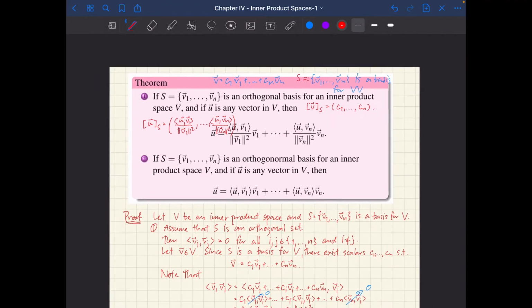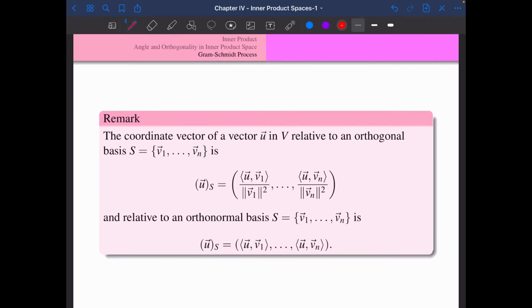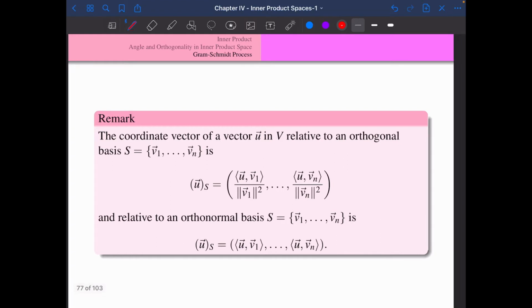That's why this leads to our remark. What does it mean? It means if we know that the set S is orthonormal or orthogonal, we can find the coordinate vector of u by using this formula.